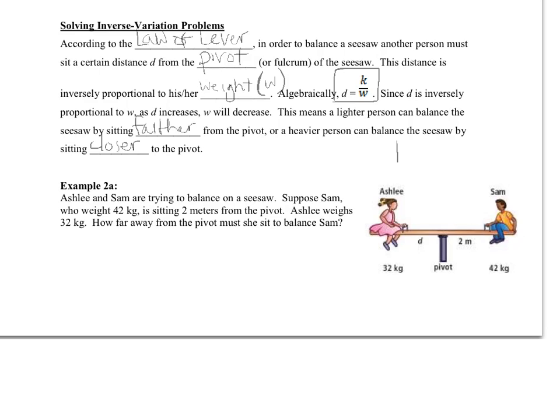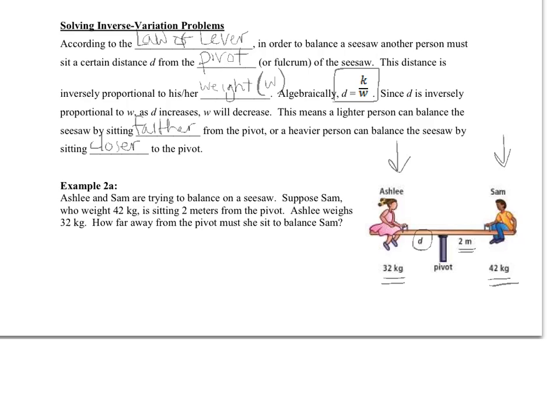You can see Ashley and Sam on a seesaw, and they're trying to balance it. Sam weighs 42 kilograms, and Ashley weighs 32 kilograms. So Sam weighs more than Ashley. So we know that as weight increases, distance must decrease, or as distance increases, weight must decrease, because they're inversely related to each other. So Sam is 2 meters from the pivot, or that fulcrum. How far away must Ashley be in order to balance Sam? So we're going to solve for d.